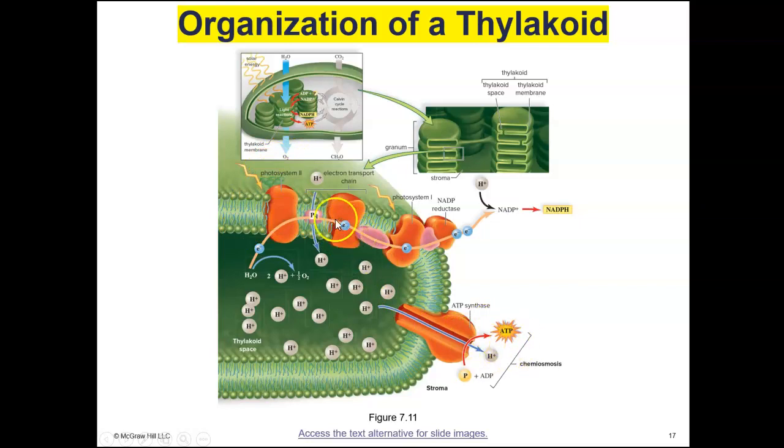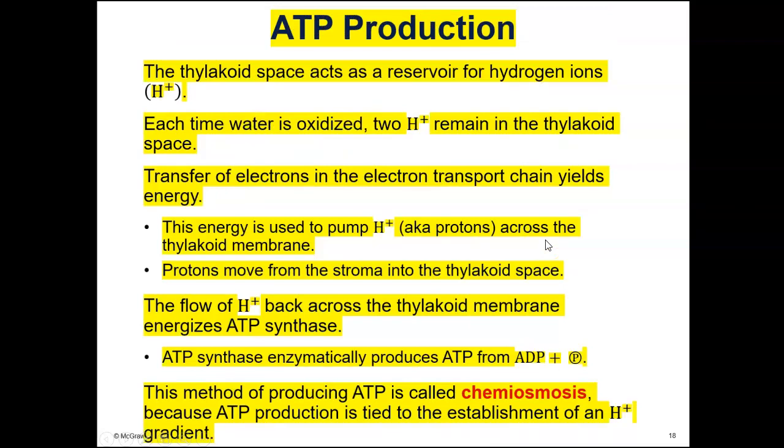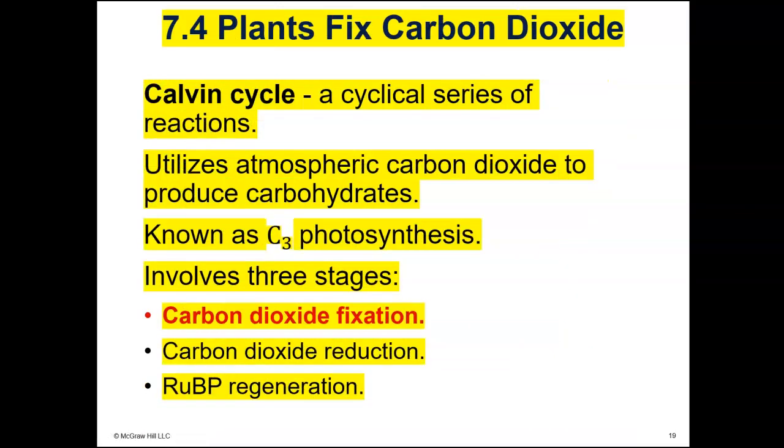Now, the electron from the electron transport chain is still there, so it has to go somewhere. So it enters photosystem 1. More sunlight energy is absorbed, and it excites that electron, and that electron ends up being used to produce NADPH. So now we have our two products of the light reactions, ATP and NADPH. Now they're going to go on to the Calvin cycle.